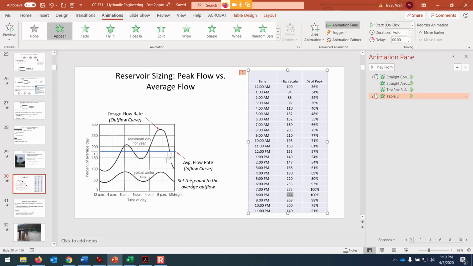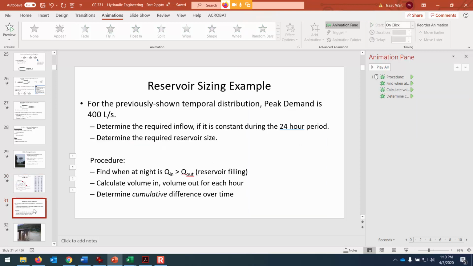Not during the average day, during the peak day, because that's going to be the flow rate into the reservoir, and then the flow rates out of the reservoir are going to be variable. So here's the procedure that we're going to go through in this illustration. I'm going to go through the calculations and demonstrate for you how you can do the same thing, and then you're going to be turning it in for your design on Monday.